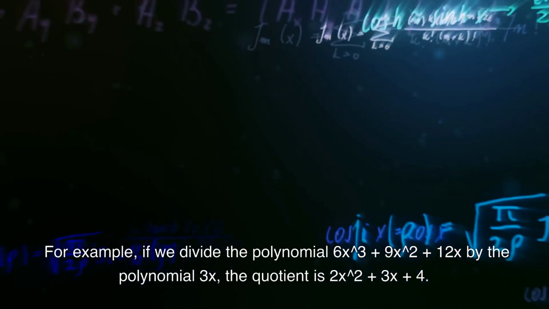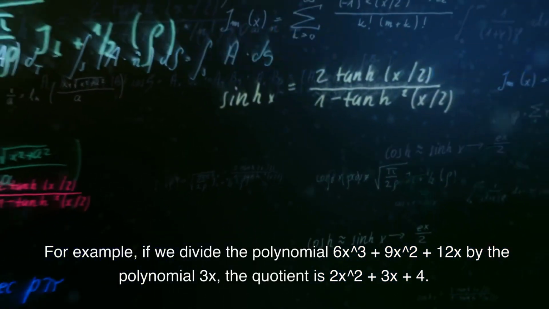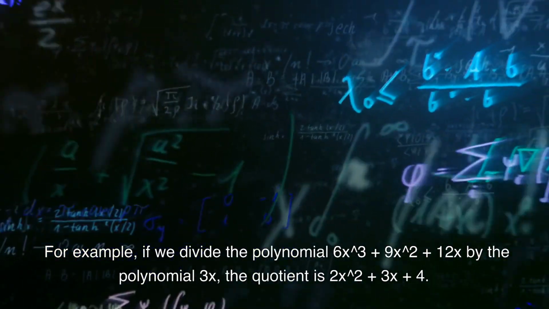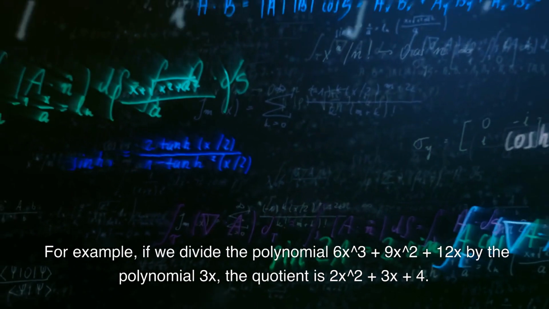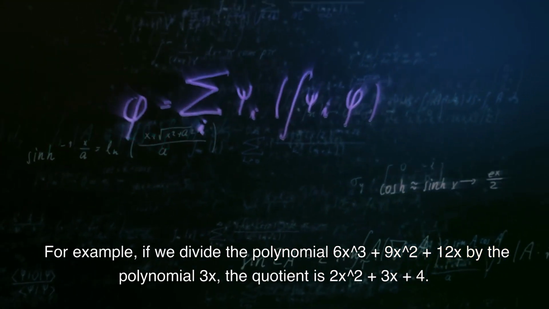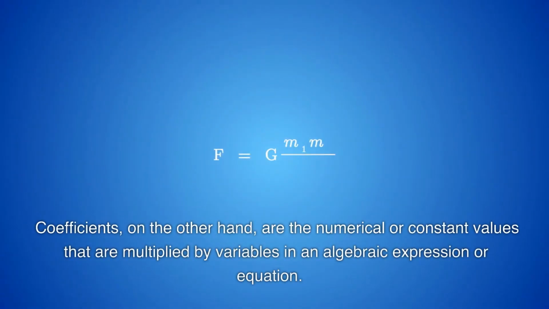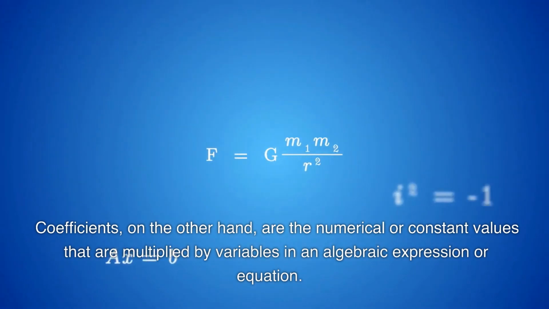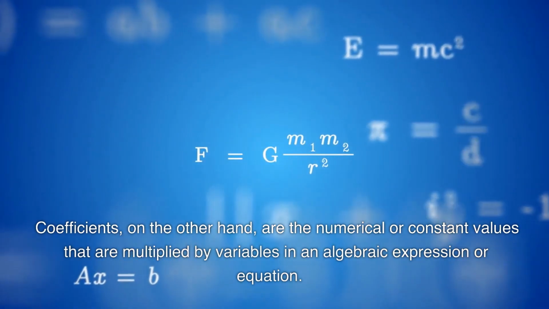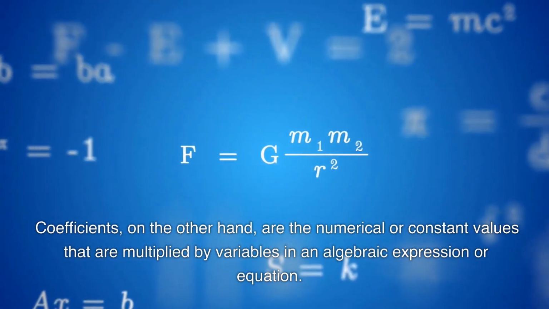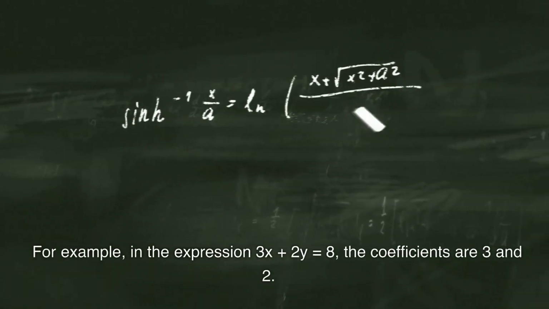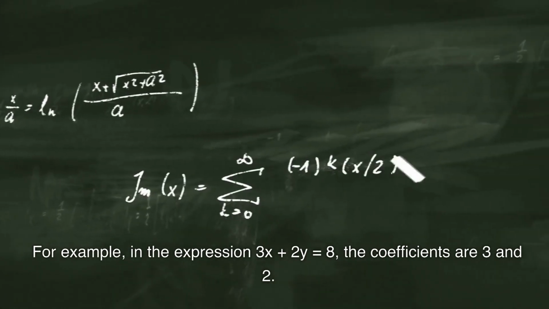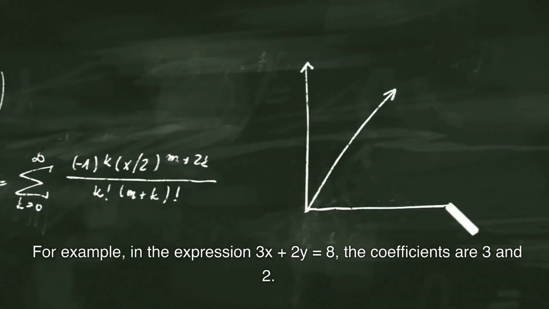For example, if we divide the polynomial 6x cubed plus 9x squared plus 12x by the polynomial 3x, the quotient is 2x squared plus 3x plus 4. Coefficients, on the other hand, are the numerical or constant values that are multiplied by variables in an algebraic expression or equation. For example, in the expression 3x plus 2y equals 8, the coefficients are 3 and 2.